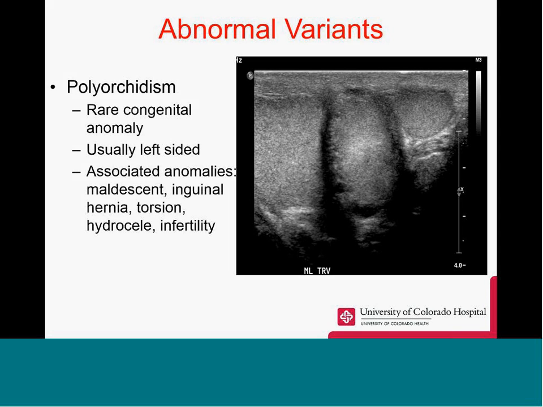Polyorchidism. This is a rare congenital anomaly. It's the presence of more than 2 histologically proven testes. 3 is going to be your most common, and actually up to 5 have been reported. The cause is really unknown. Some hypotheses are duplication or division of the genital ridge in the embryological period. You will usually find polyorchidism on the left side. Some associated anomalies you might find are maldescent of the testicular mass, inguinal hernia, torsion, hydrocele, and amazingly, infertility.